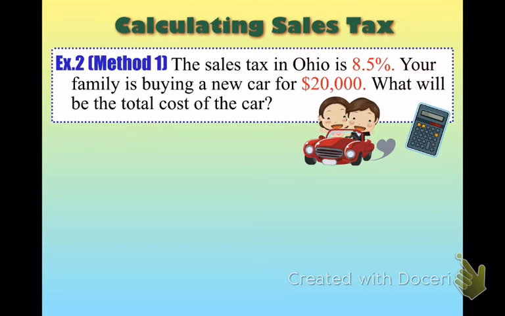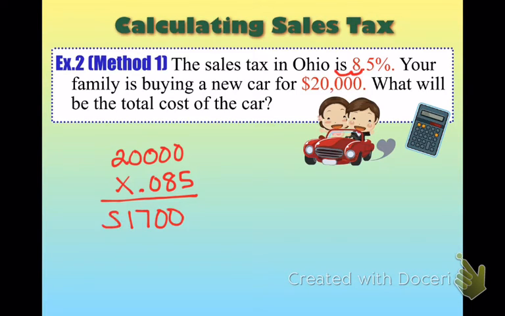So we're going to get our price, and we're going to multiply it by the percent, 8.5. Remember, you're going to move the decimal twice, so you're going to drop a 0. Single-digit numbers always have that extra 0 on them from moving the decimal twice. We're going to multiply this, and we get $1,700. This is the tax right here.